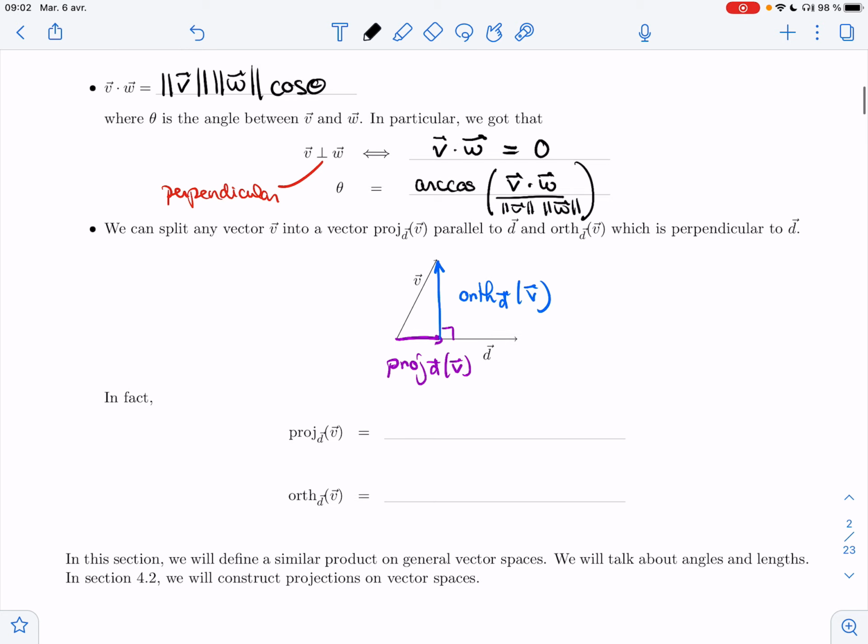Right? And if you remember the formula, the projection was v dot D over D dot D times the vector D. And the orthogonal is just v minus that. So v minus v dot D over D dot D, D.